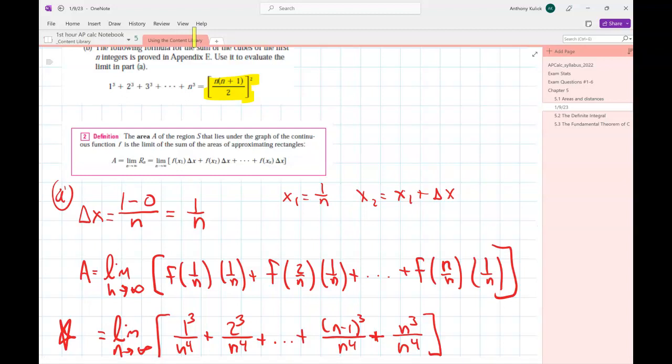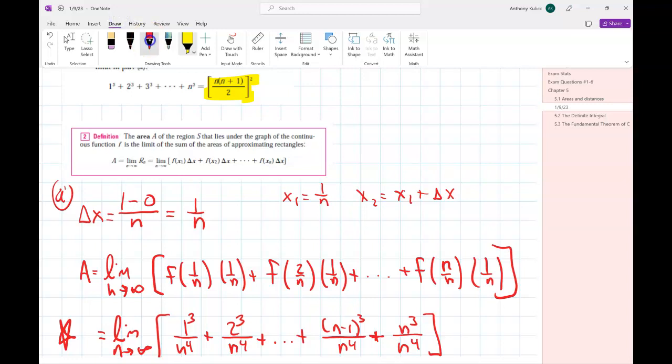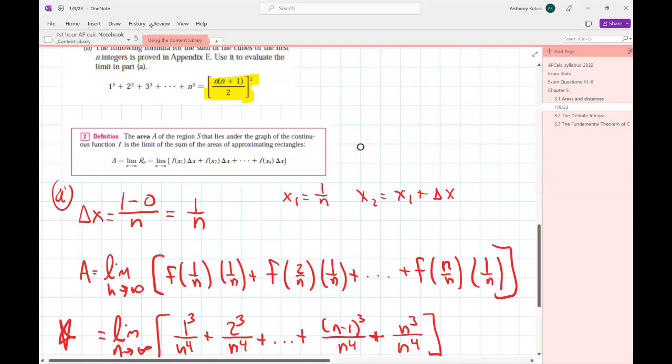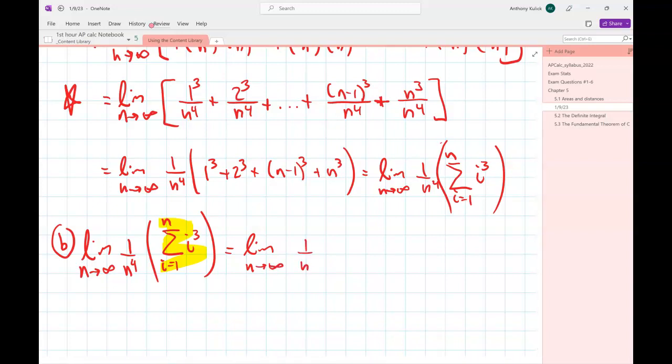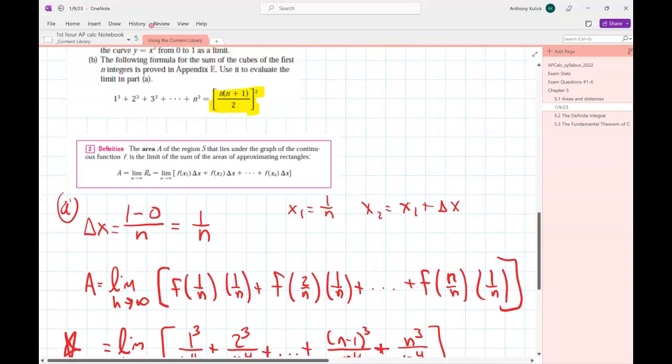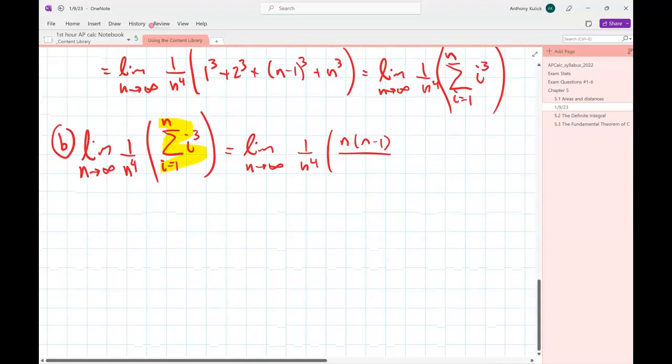Everybody cool with why I'm doing that? It tells me in the problem that's the sum of cubes. So I can just drop that in there. It was n times n plus 1 over 2, and then squared.